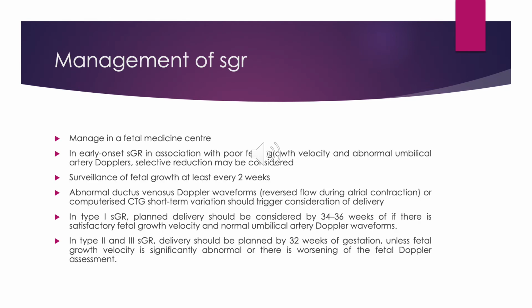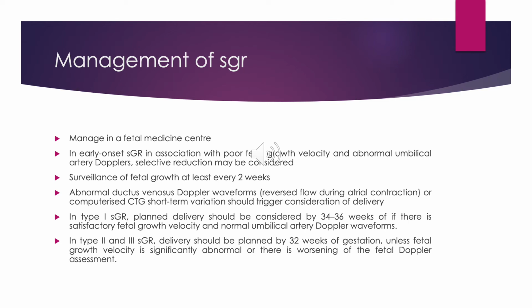Management of selective growth restriction. Again, managed in a fetal medicine center. Early onset selective growth restriction is usually associated with poor fetal growth velocity and abnormal umbilical artery Doppler. Therefore, selective reduction can be considered. Surveillance of fetal growth should be at least every 2 weeks.